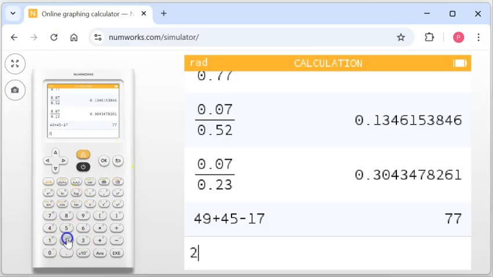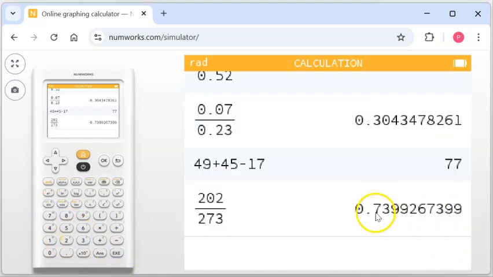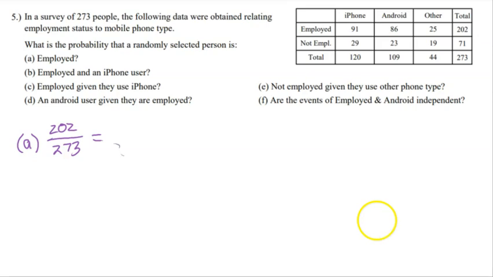and now we're going to go over and do 202 divided by 273, and that is 0.7399. This fourth 9 is going to move this 9 up to a 0, really a 10. The 9 becomes a 10, so the 3 becomes a 4. It's going to be 0.74. All right, let's do B.